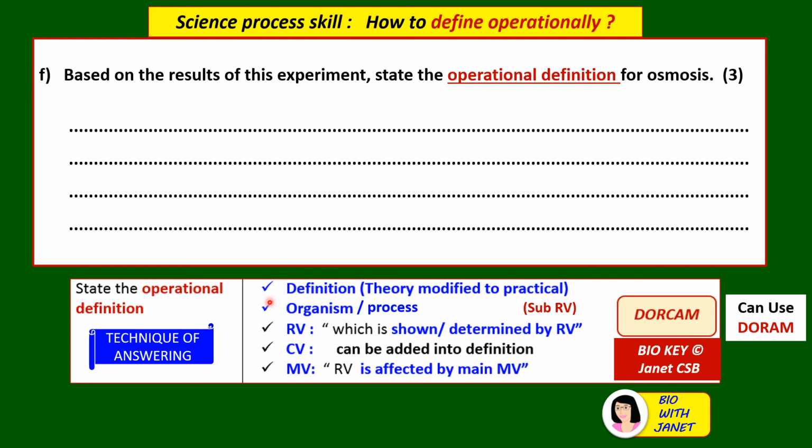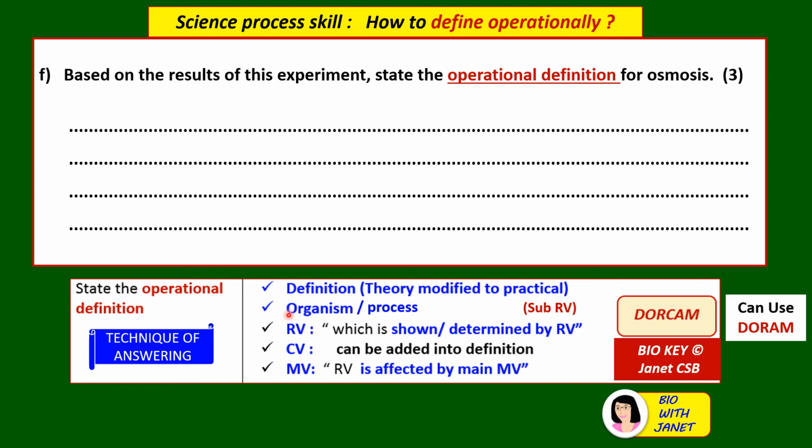So let's look at the components of an operational definition. First of all, the word operational means experimental. It's based on the experiment, all right? So the definition must be based on the experiment. But you first must have a basic definition from what you have studied, from the theory, from the textbook, okay? The basic definition of osmosis must be used, and then you modify it to suit your practical, to suit the experiment, according to what is in the experiment.